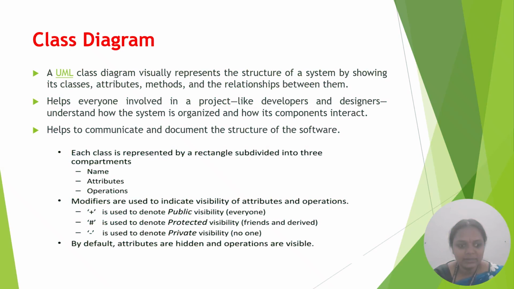Each class is represented by a rectangle. It is divided into three components: name, attributes, and operations. Modifiers are also used to indicate visibility of attributes and operations. There are three modifiers used: public, protected, and private. By default, attributes are hidden and operations are visible.